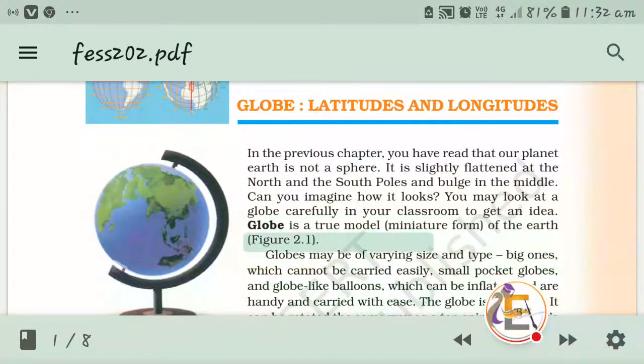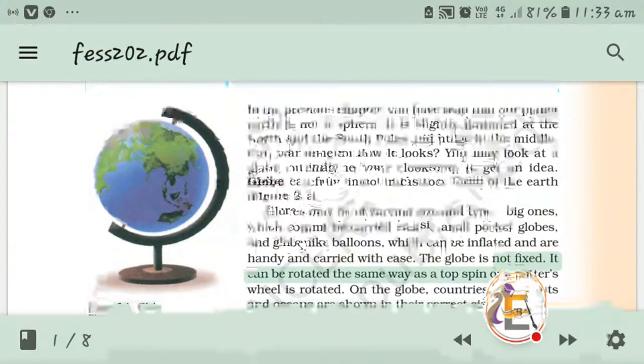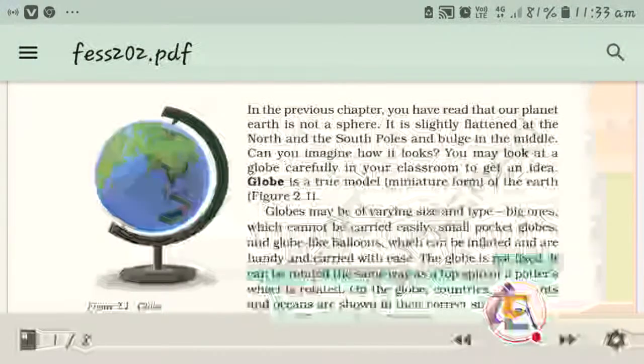Globes may be of varying size and type: big ones, which cannot be carried easily; small pocket globes; and globe-like balloons, which can be inflated and are handy and carried with ease. The globe is not fixed. It can be rotated the same way as a top spin or a potter's wheel is rotated. On the globe, countries, continents and oceans are shown in their correct size.